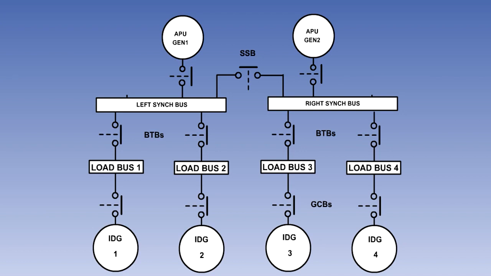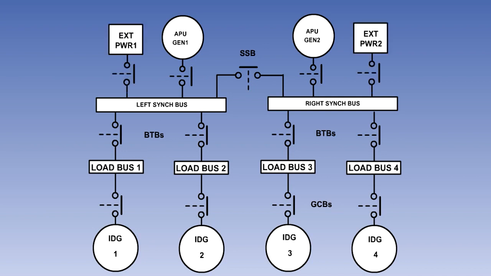The APU generators do not have constant speed drive units, so they cannot be operated in parallel with any other generators. Two AC external power cards can be connected into the electrical system. One connects to the left synchronizing bus bar, and the other to the right. As with the APU generators, external power cards cannot be operated in parallel with any other power source.